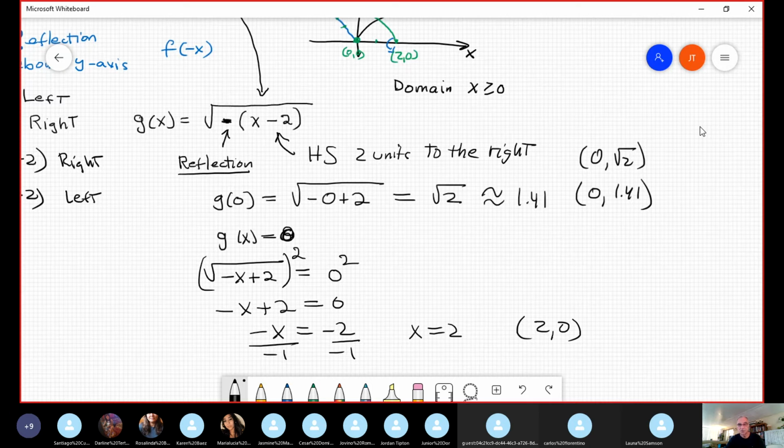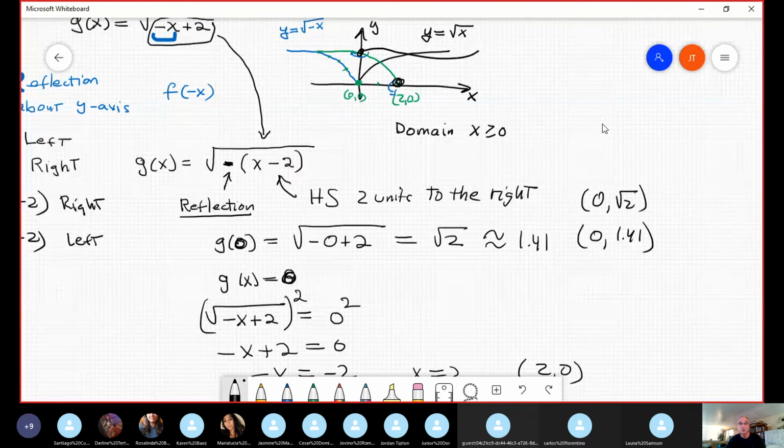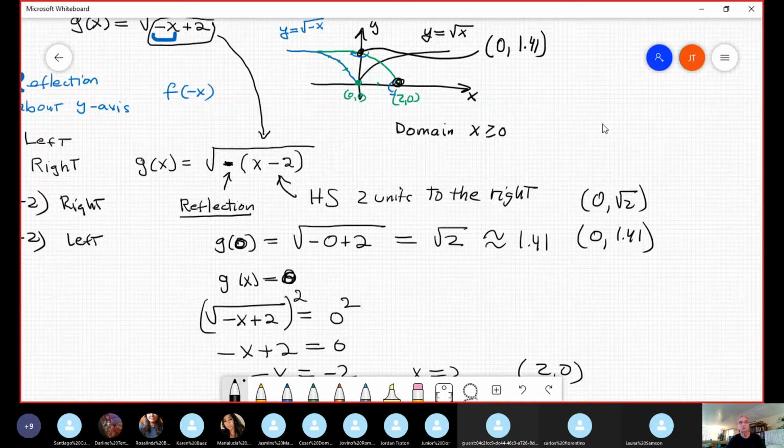The supposition for the y-intercept was that x is 0, but for the x-intercept, y is 0. I plot that point. This point is 2,0, and this point was 0, 1.41, radical. The y-intercept and the x-intercept. End of story. I finish.